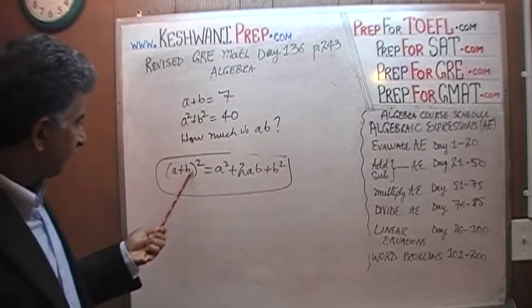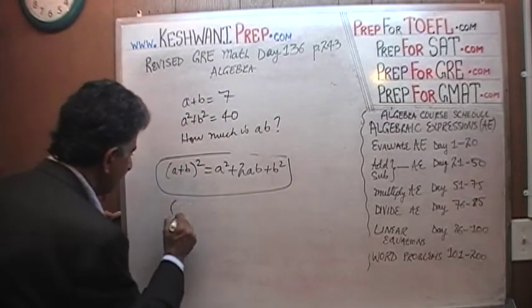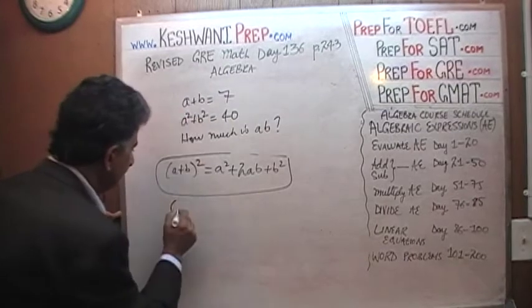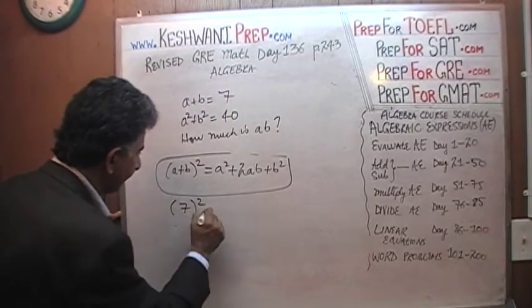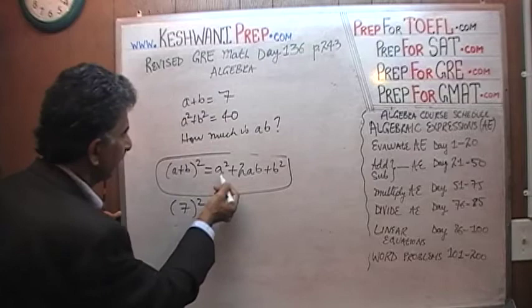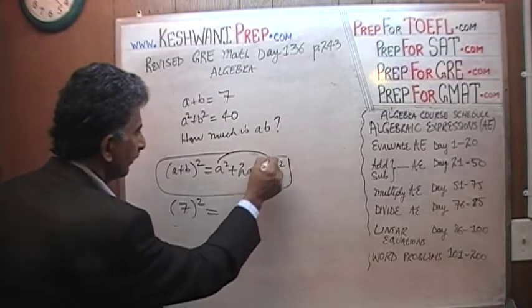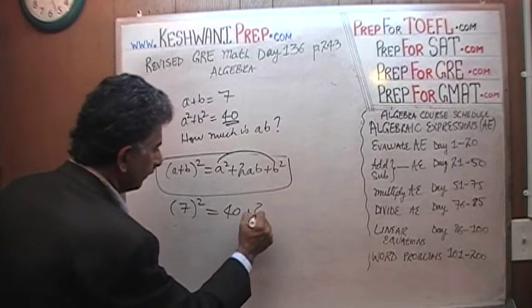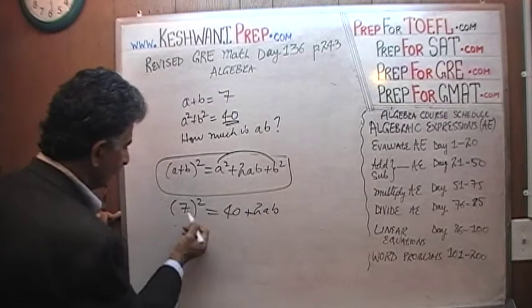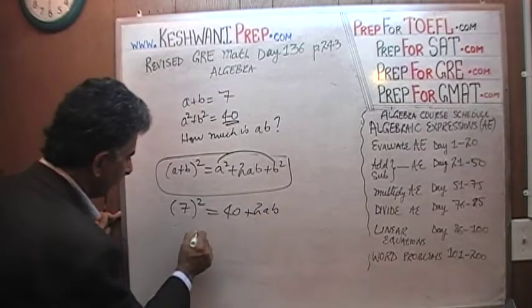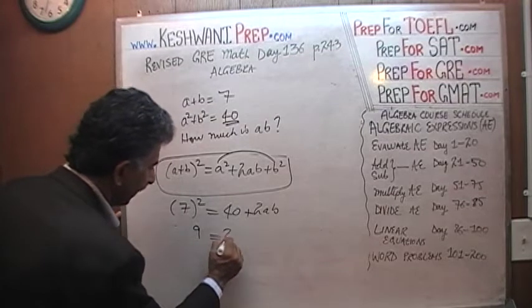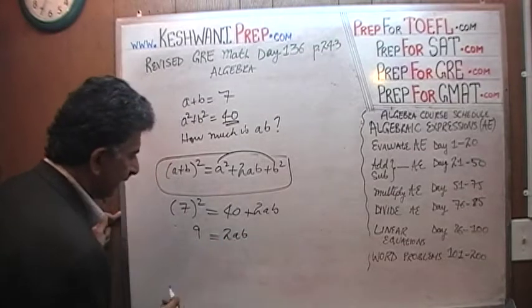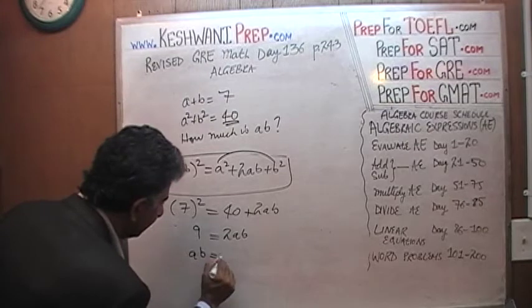So you have to apply this formula. We are told a plus b is 7. 7 squared, just follow it. 7 squared, a plus b whole squared equals a squared plus b squared. A squared plus b squared, we are told, is 40, plus 2 times ab. This is 49. 49 minus 40 is 9. So 2 times ab is 9. Therefore a times b is 9 over 2.